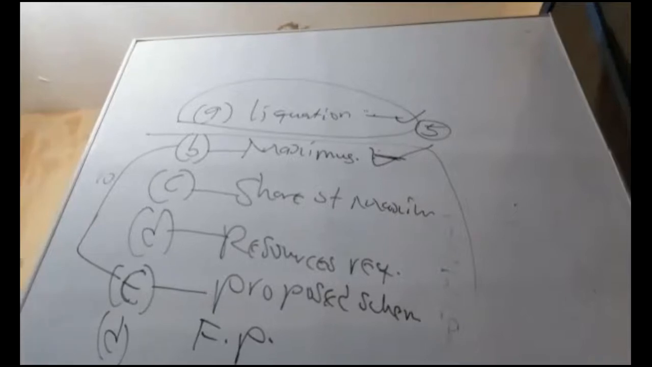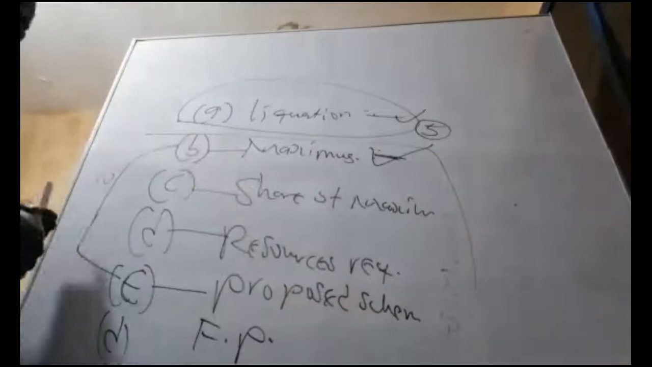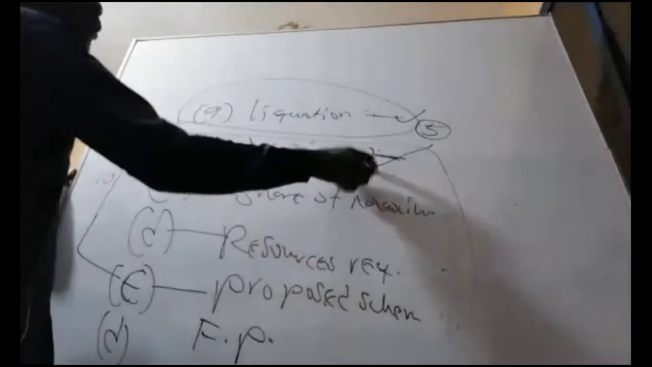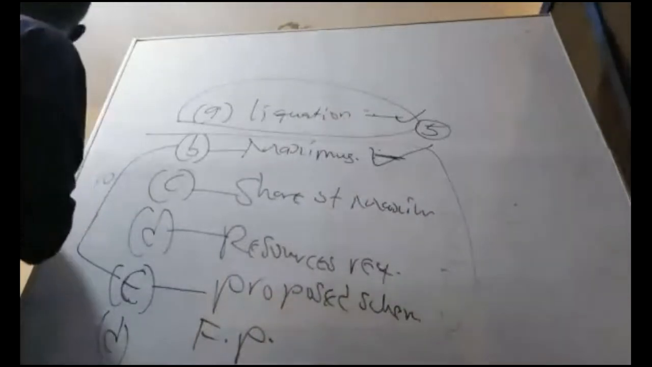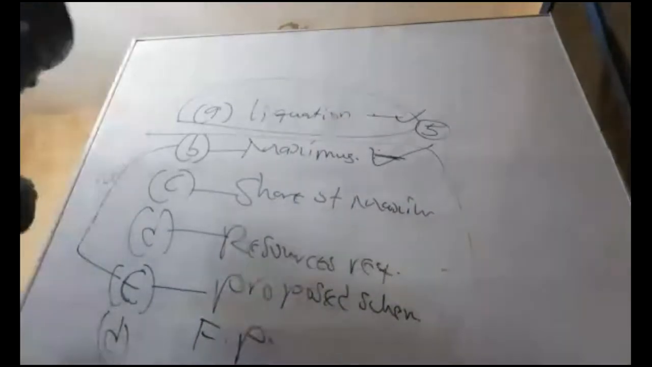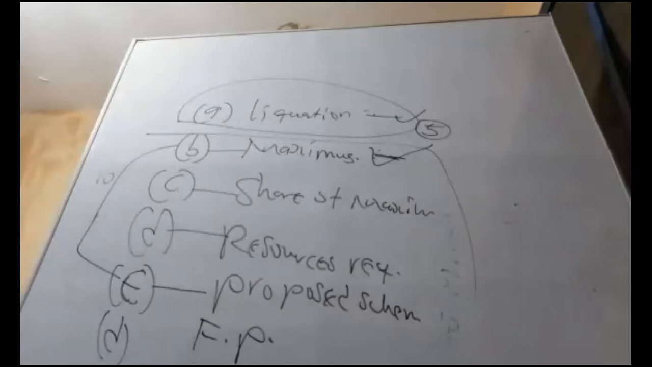Now let's move on. So you are going to determine the maximum loss. That's the next step. After that, we compare the total loss with the loss to liquidation to determine whether the company should liquidate or they should reorganize. That is it.